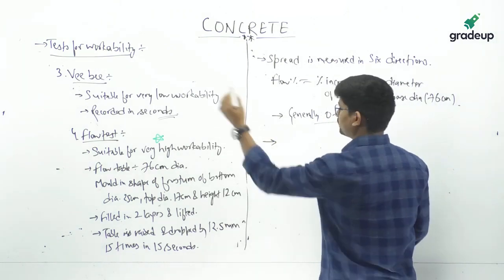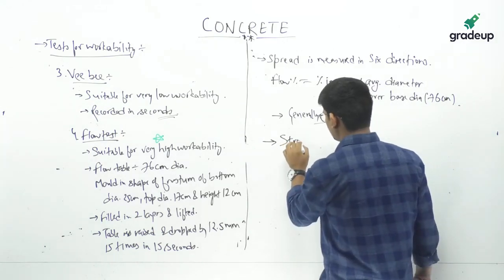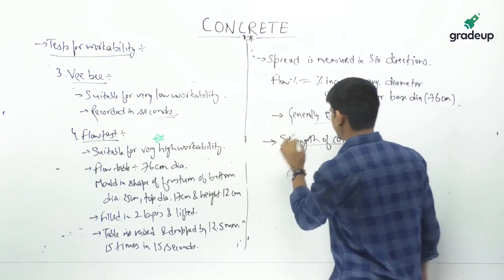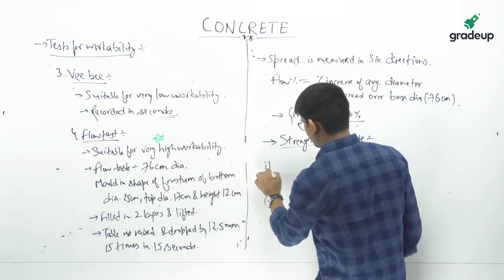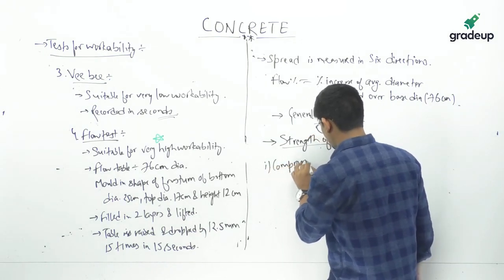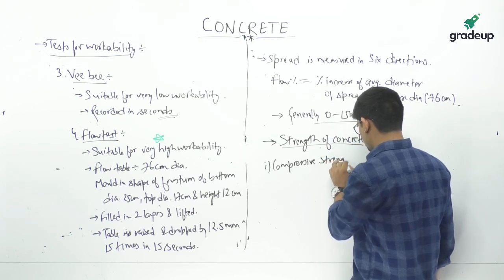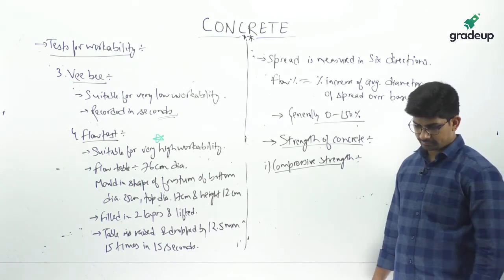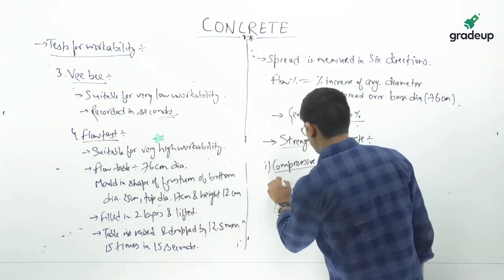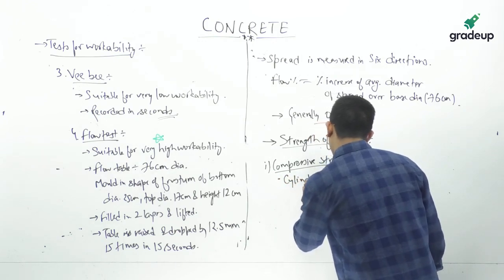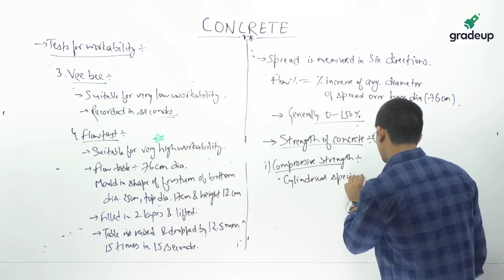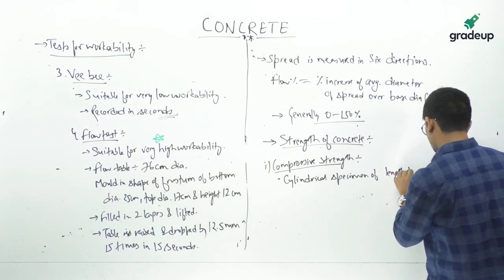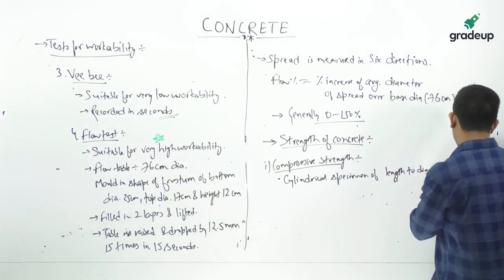Now this was about the workability. Now about the strength of concrete. The first and the important one is compressive strength. So, the compressive strength of concrete. In compressive strength, we use a cylindrical specimen of length to dia ratio.